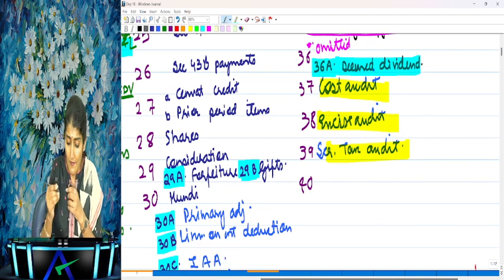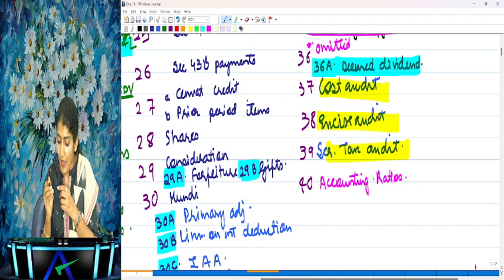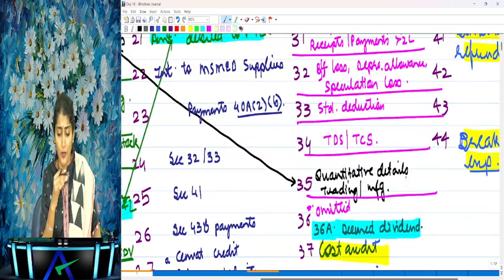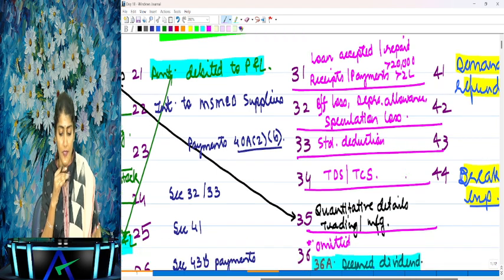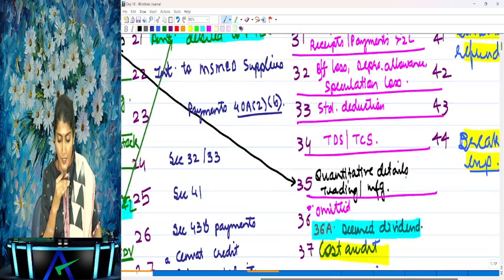And then 37, 38, 39 we've already seen. So what we have next over there is the 40. That is the accounting ratios in the form 3CD, right? So this is our journey from 31 to 40. Are you all with me?